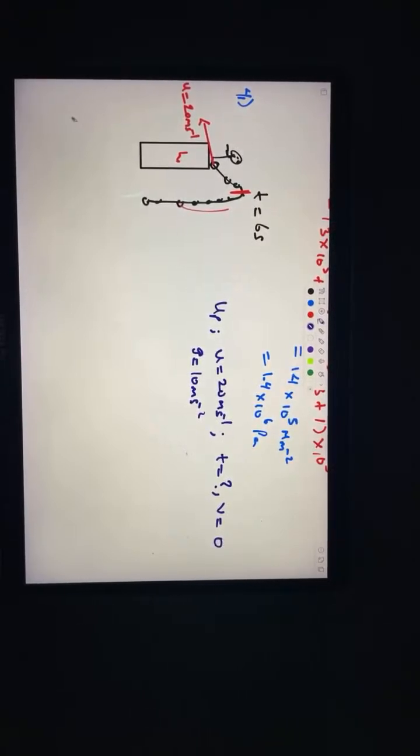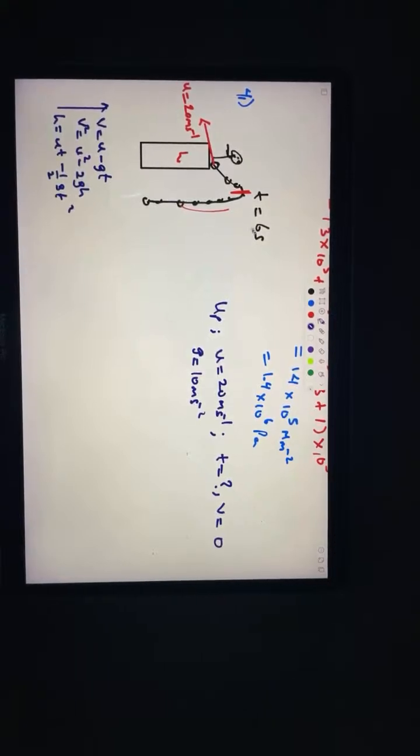When an object is going up, your equation of motion becomes this: v equals u minus gt, then v squared equals u squared minus 2gh, then h equals ut minus half gt squared.